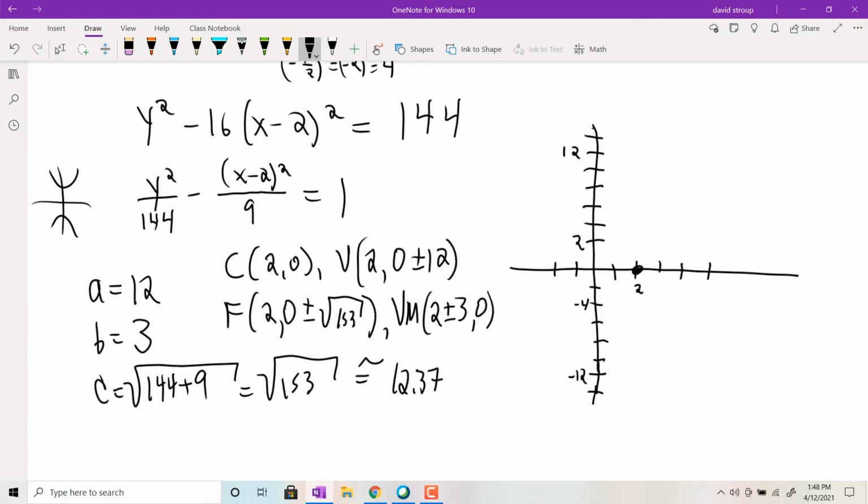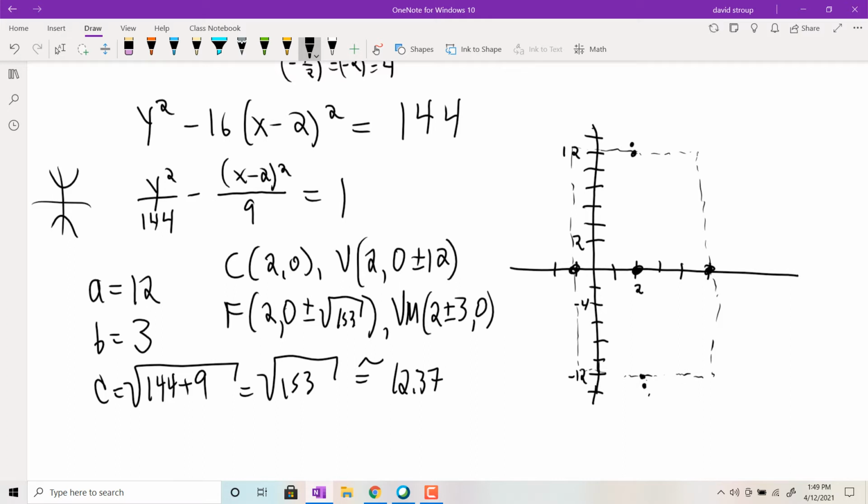4. Right, so (2, 0), and then we're going up and down by 12 to get to the main vertices. Oops, I went by 13 there, or 14, I'm really carried away. So up 12, down 12. To get to the foci, it's not much more. It's just a little bit above 12 and negative 12, at 12.37. Left and right by 3. 1, 2, 3 here, and then 1, 2, 3 here. And then make your box.